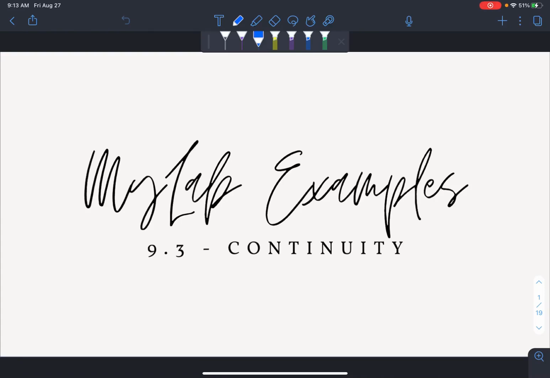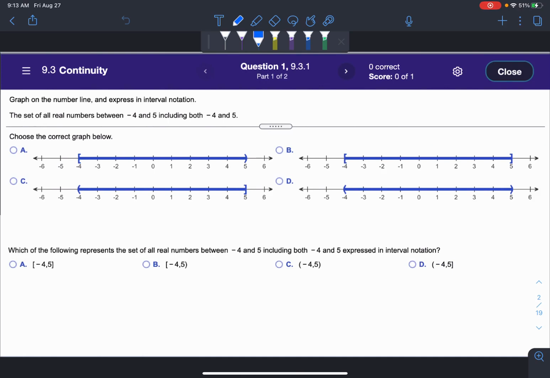All right, so let's do some practice examples for 9.3, continuity. Okay, so for this first question, we have to graph the number line and express in interval notation. So we want the set of all numbers between -4 and 5, and we want to include both -4 and 5. So this means that I want -4, -3, -2, and so on to 4 and 5 inclusive.